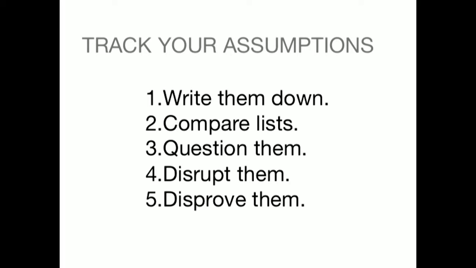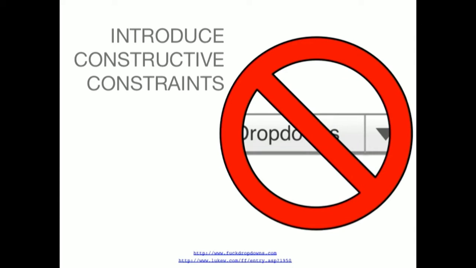Track your assumptions. Your assumptions should be really good friends. You should get to know them really well. You should treat them like trading cards, and then disrupt them. See what you can do if you add new assumptions. See if you can remove assumptions. Really try to undermine your thinking there.